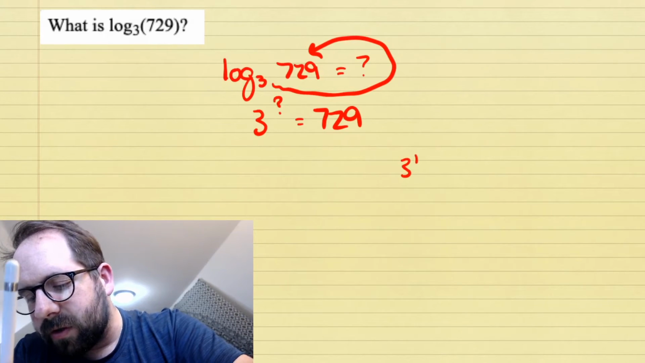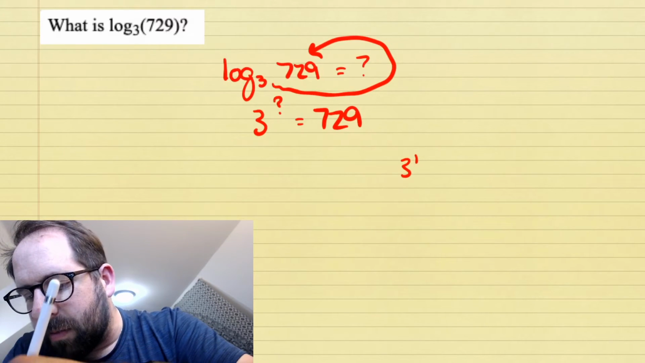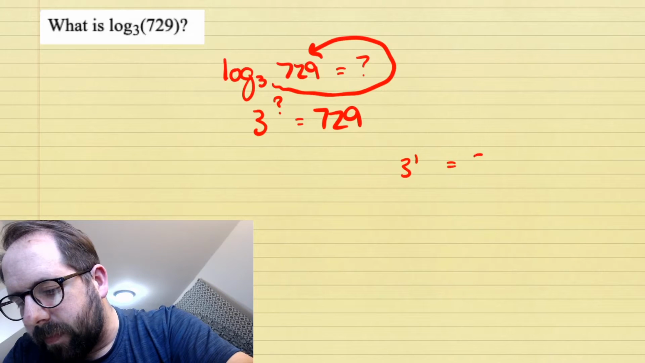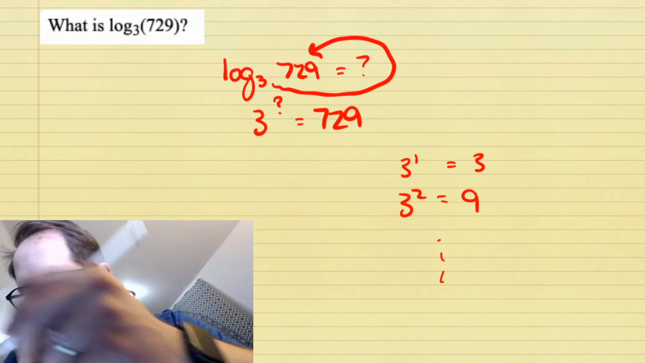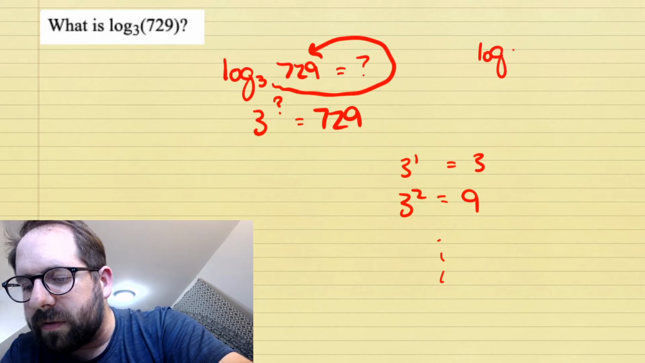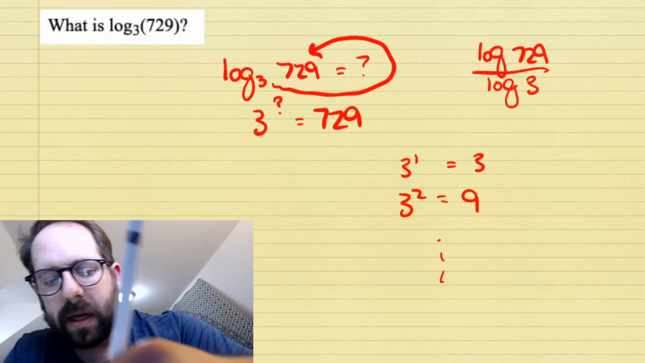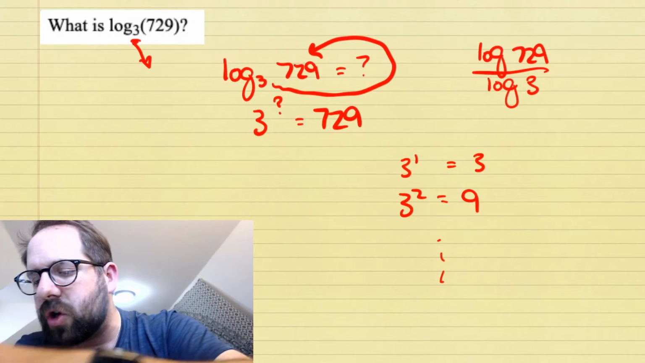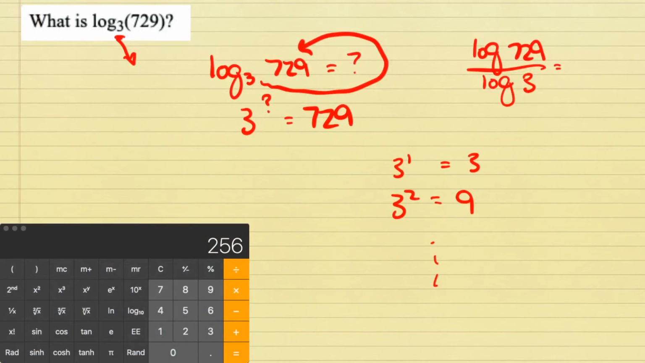So again, 3 to the first is 3. 3 to the second power is 9. You get the idea. And we're trying to figure out the power. All right, so let's type this in. Again, what I'm going to type in is log of 729 and divide by log of 3. That's the base number. So again, it falls out the bottom if you're going to do a change of base formula. So 729, let me go right back to my calculator here. All right, so 729, hit the log button.